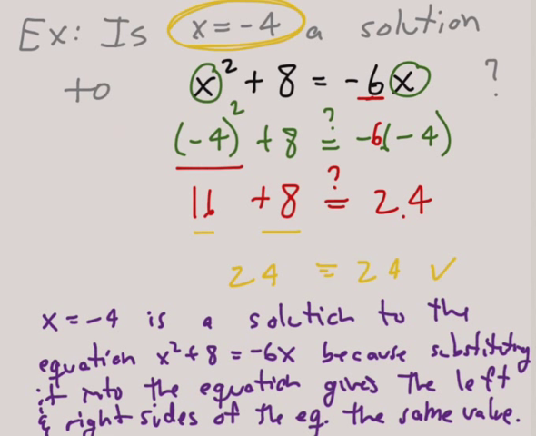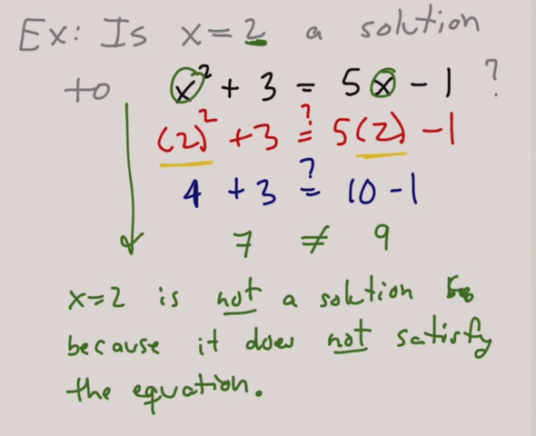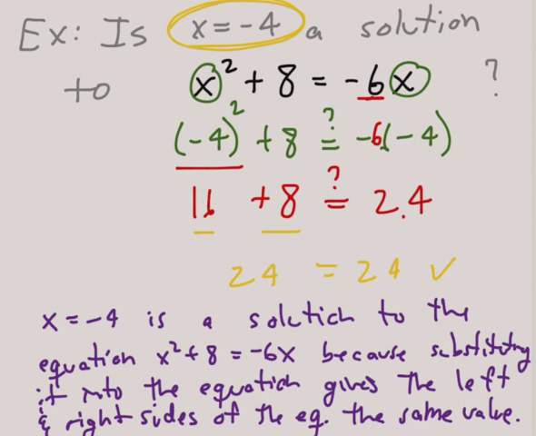It's a very good explanation, tells me why it's equal. Now, alternatively, I could have said something like the previous example, where I said x is 2 is not a solution because it does not satisfy the equation. Here I could have said that x equals negative 4 is a solution to the equation x squared plus 8 is equal to negative 6x, because it does satisfy the equation. Just different ways of wording it.